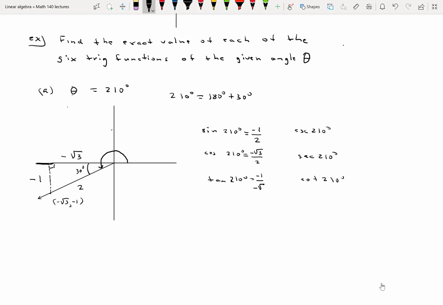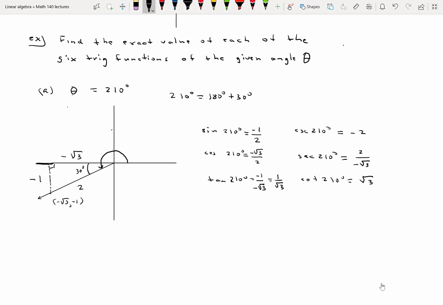Opposite over adjacent is the tangent. This is 1 over radical 3. I'm going to leave the denominators not rationalized just so we can get through this. The cosecant is -2. The reciprocal of -1/2 is -2. The secant is 2 over negative radical 3. You can pop that negative into the numerator if you want, or you could leave it there. And cotangent is radical 3.